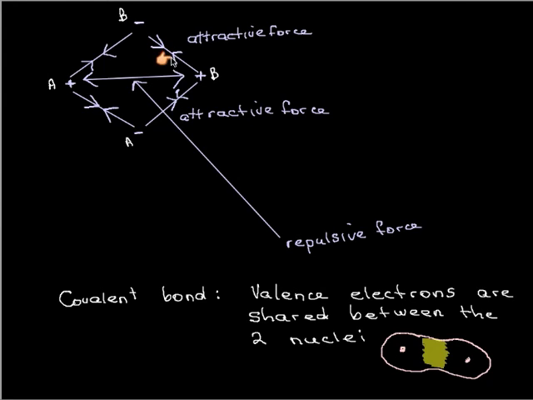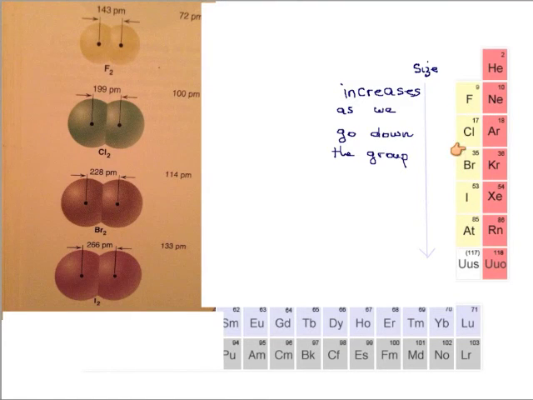Only the unpaired electrons will take part in forming a covalent bond. The valence electrons are shared between the two nuclei, as I've shown here. Let's just consider one group of atoms, the halogens. As you go down the group, the atomic size increases, so it makes sense that the bond length should increase as the size of the atom increases.